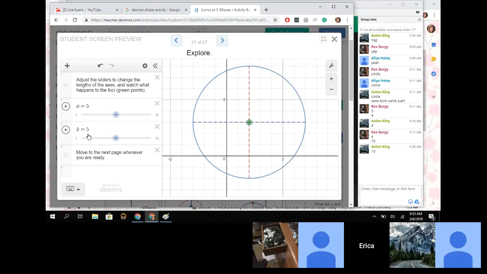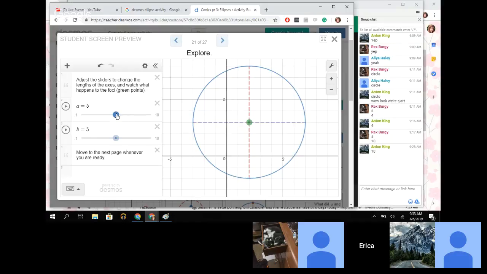If your vertex and your covertex are the same, then you get a circle, because you're basically back to the equation of the circle. You're back to x squared plus y squared equals radius squared. And then your two foci become one focus point, which is the origin of your circle.